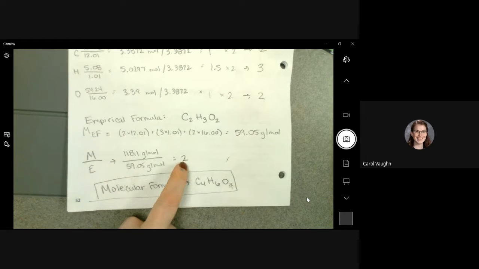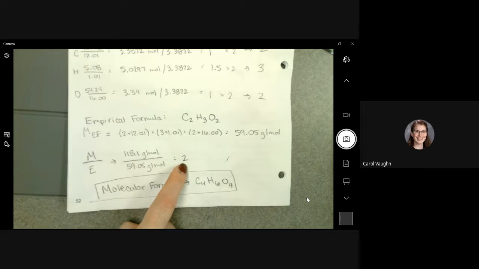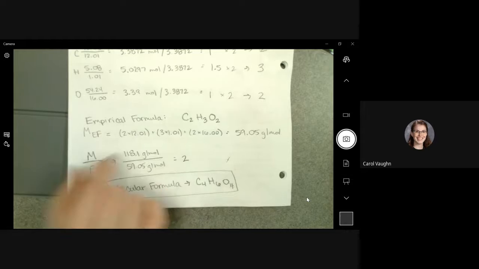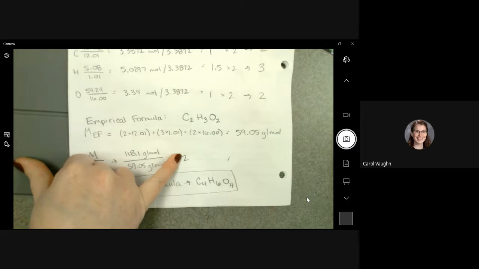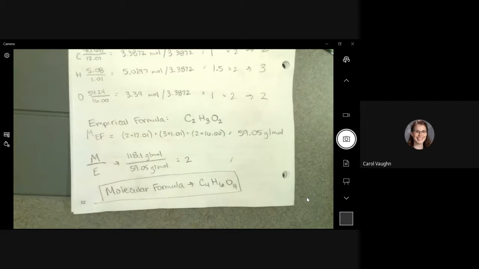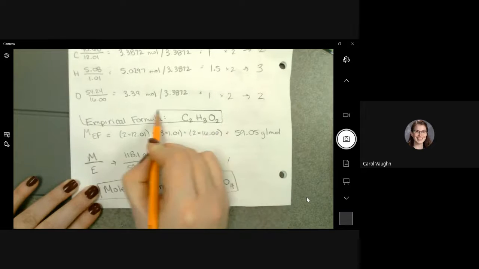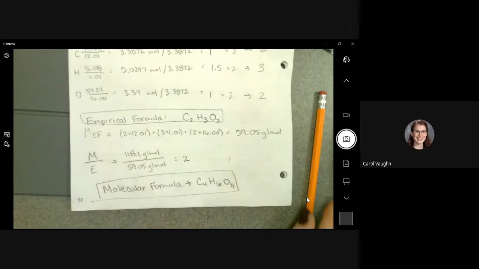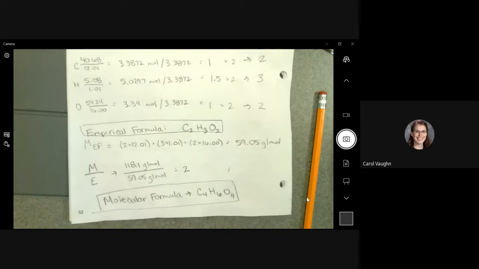So then this is my multiplying factor because the molar mass of my molecular formula is twice as big as this one. So that means I have 2 times as many moles of everything in this one as I do. So I'm going to take the subscript of my empirical formula, multiply it by this ratio number, and that becomes my new subscript in my molecular formula. So these are the 2 actual answers. And this is all of the work that I did to get there.